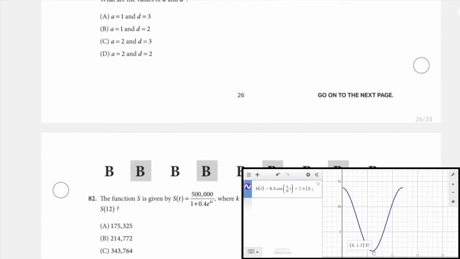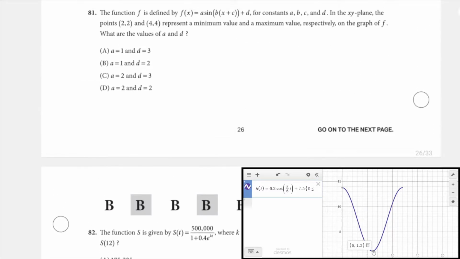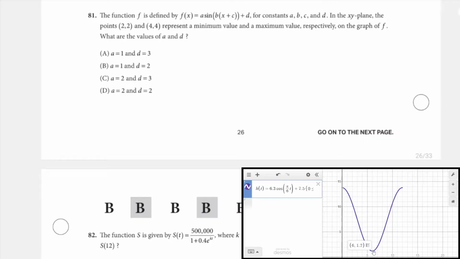Yeah, no, I could have done that without a calculator if we wanted to. But since we've got it available to us, we might as well use it. All right, we've got a transformed sine function. 2, 2, and 4, 4 are a minimum and a maximum.